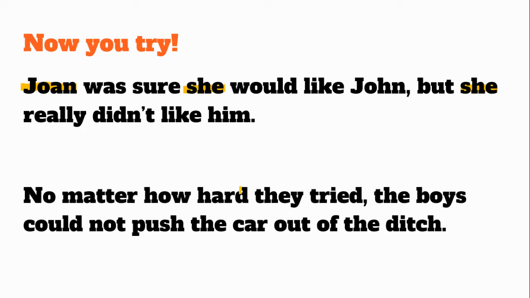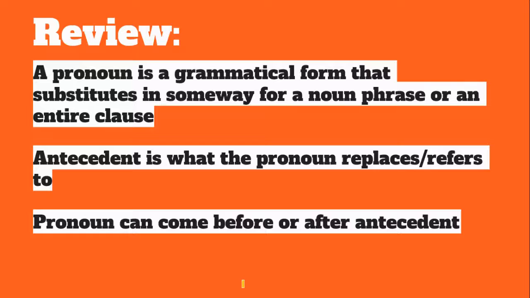Let's look at the second sentence. "No matter how hard they tried, the boys could not push the car out of the ditch." They is a pronoun, and it looks like they is our only pronoun in this sentence. Let's see if we can find a subject that would fit with it. Later in the sentence, we have the boys. It would make sense if we said, no matter how hard the boys tried, the boys could not push the car out of the ditch. This tells us that they is a pronoun referring to the antecedent of boys.